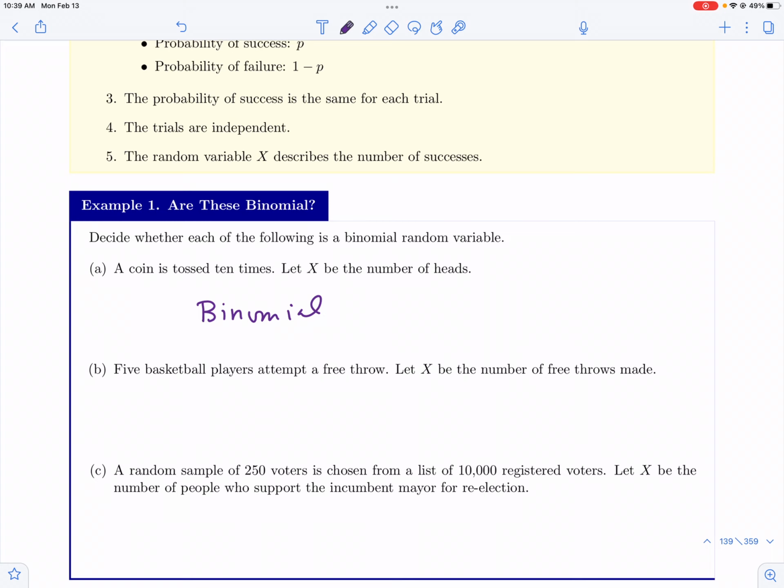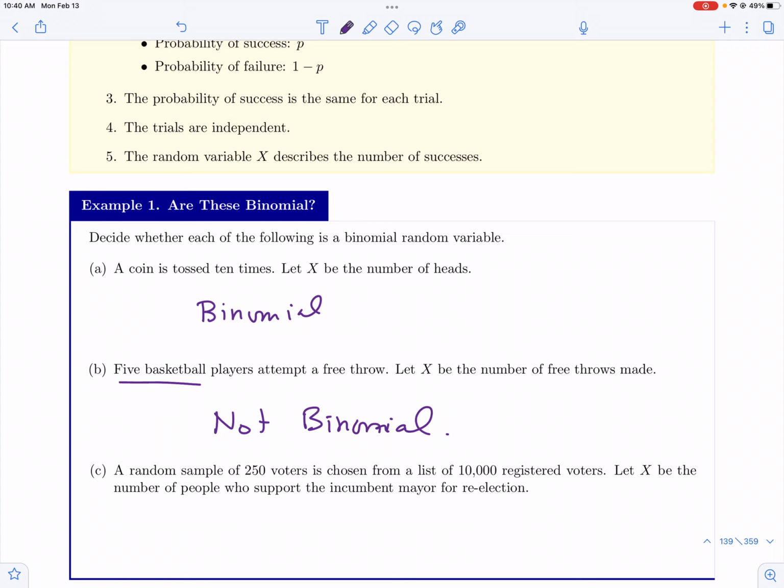But the fact that we have 5 different basketball players shooting these free throws, it's possible that their probability of success could be totally different. Like one person's probability of success could be 90%, another person's could be 75, someone's could be 40. And so the fact that we've got different probabilities of success possibly for each individual player makes this one not binomial. Now again, if we changed it so that it was a single player shooting it, then yes, this could be binomial in that case.